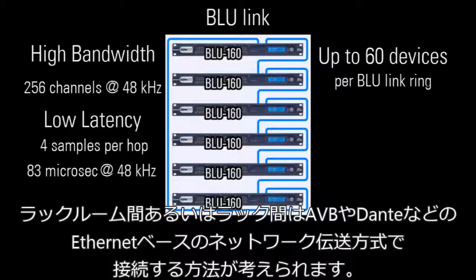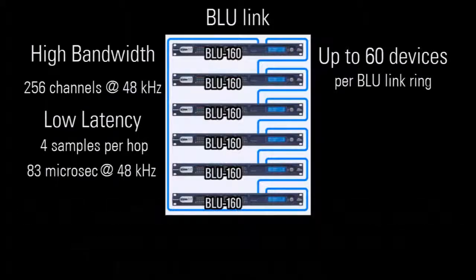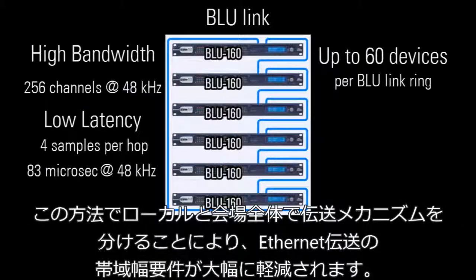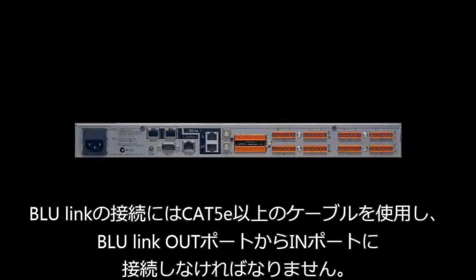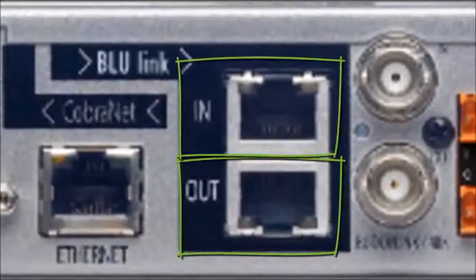With an Ethernet-based network transport such as AVB or Dante between rack rooms, or even between racks. This approach reduces much of the bandwidth requirements of the Ethernet transport by providing separate local and site-wide transport mechanisms. Cat5e or better cabling must be used for BlueLink and be connected on BlueLink ports out to in.